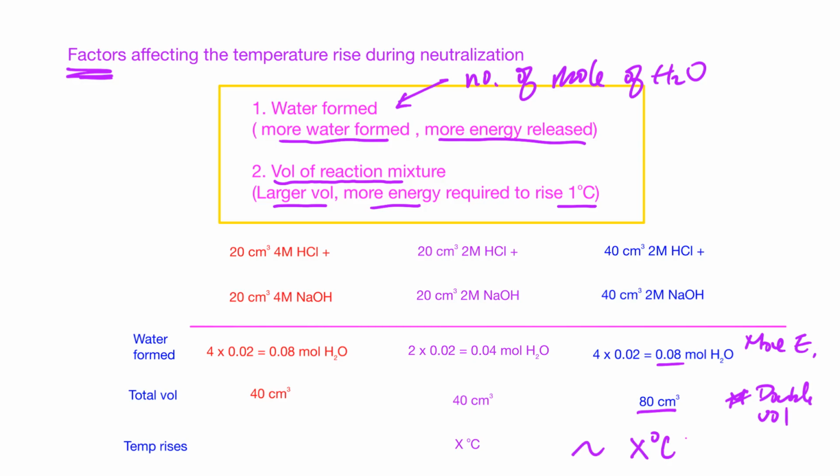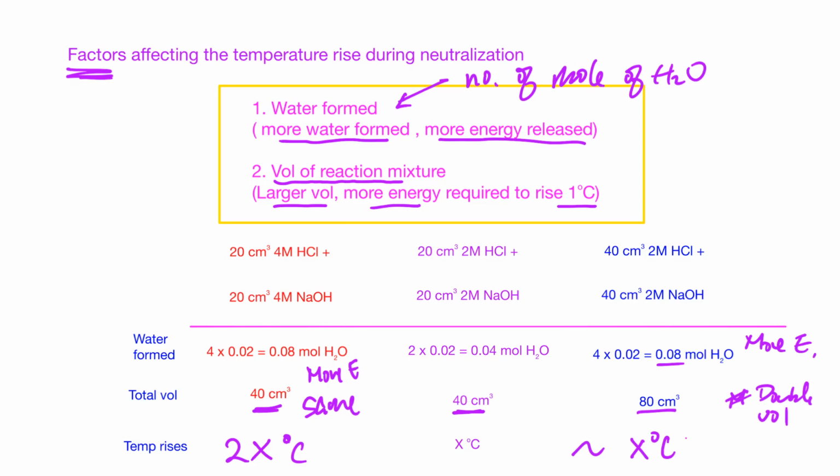But the case on the left-hand side will be different. In this case, we have a double concentration of acid and double concentration of alkali. When we multiply 4 times 0.02, it will be 0.08 mole of H2O. So you will find that the energy will be doubled, more energy given out. But the volume that you're going to heat up is the same. When you have more energy heating up the same volume, you will have a temperature rise. Normally, it will be double because you have double the amount of energy.